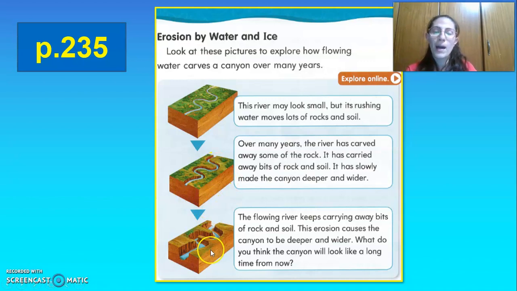Now after many more years as well, the flowing water of the river kept on carrying away bits of rocks and soil, and this erosion by water, this picking up and carrying of soil and rocks from one place to another by water, causes the canyon to become much deeper. See, it's much deeper than the picture above and much wider as well. And then they told us, what do you think the canyon will look like a really long time from now? Excellent, it would be much deeper and much wider.